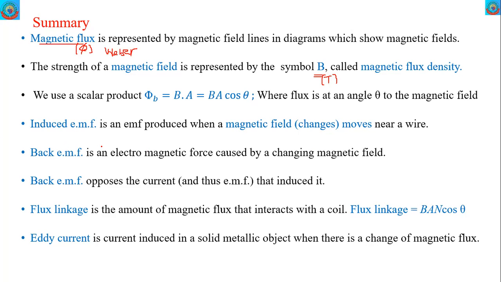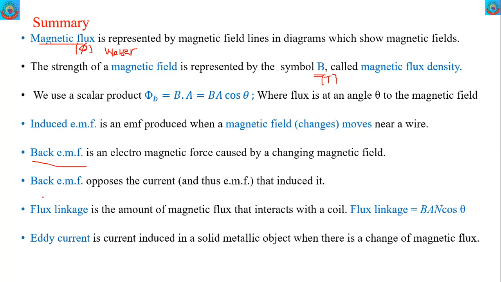Okay, another one: induced e.m.f is the e.m.f produced when a magnetic field changes or moves near a wire. There is also a concept called back e.m.f. Back e.m.f is an electromotive force caused by a changing magnetic field. Back induced electromotive force opposes the current that induced it, or it opposes the induced electromotive force that induced it.